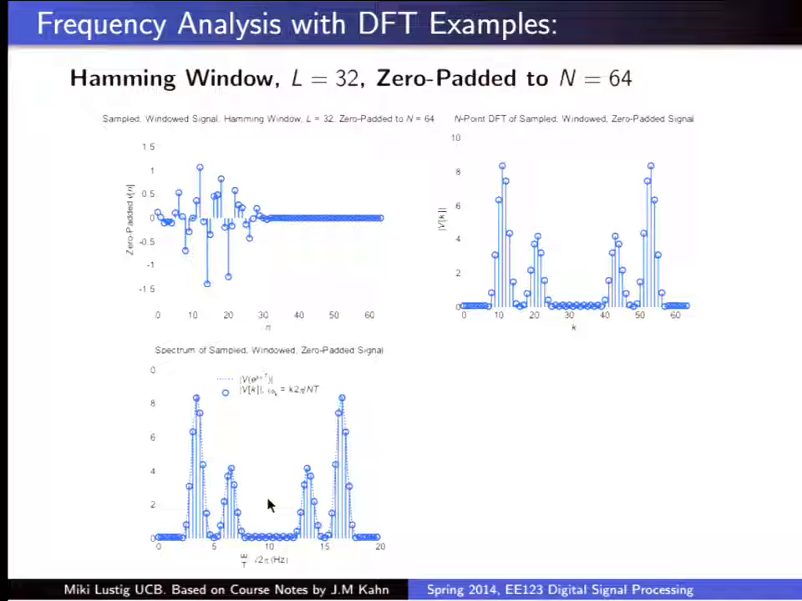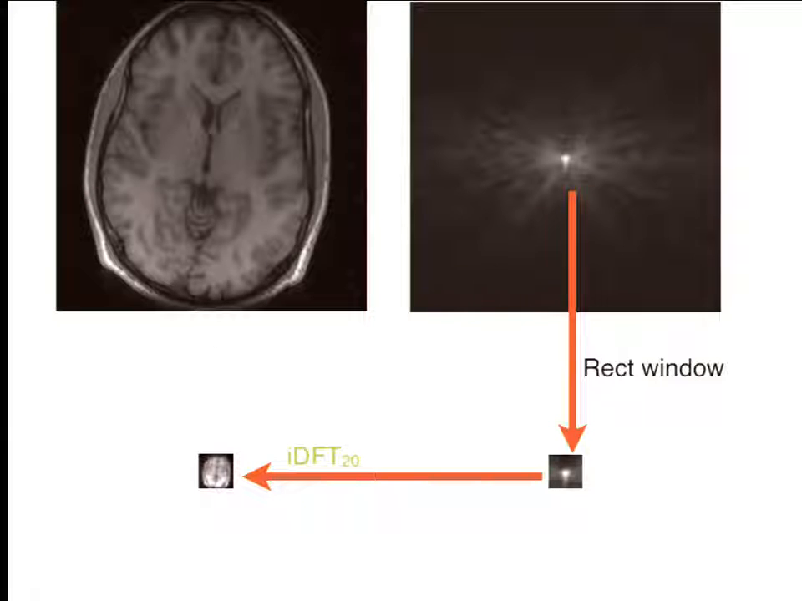Let me steal one more minute from you. Here's an example of why zero padding actually doesn't give you more information. It just gives you better sampling. Here's an MRI of the brain. This is the 2D Fourier transform of this MRI. Yes, there is a 2D Fourier transform. I'll talk about this later.